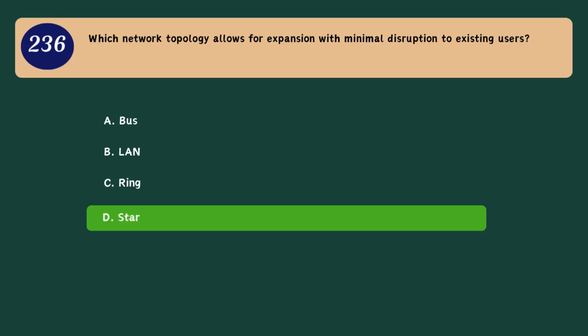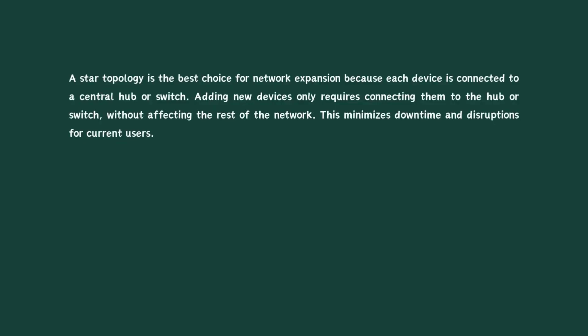Correct answer: D. Star. A star topology is the best choice for network expansion because each device is connected to a central hub or switch. Adding new devices only requires connecting them to the hub or switch without affecting the rest of the network. This minimizes downtime and disruptions for current users.